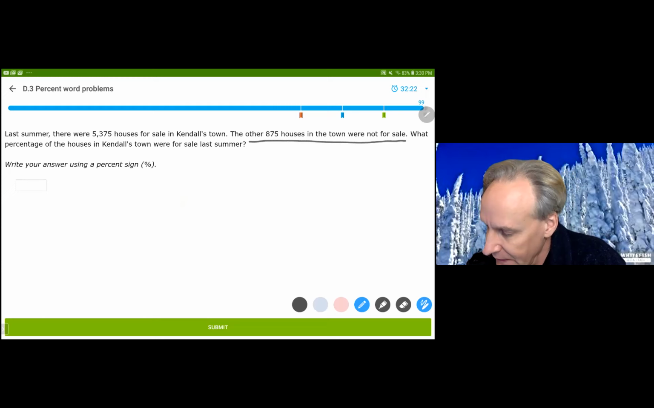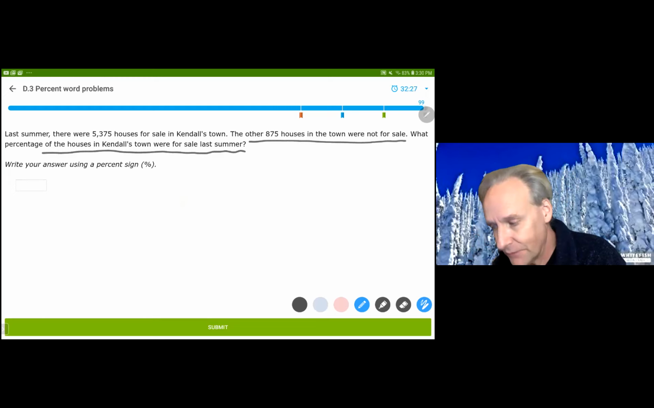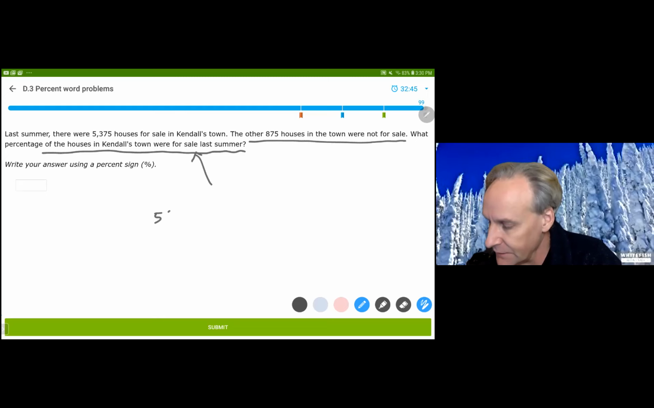875 houses were not for sale. What percentage of houses were for sale? Now be careful. This is the last question, but it's a tough one. Now it says, what percentage of houses in Kendallstown were for sale last summer? So there were 5,375 that were for sale and 875 that were not. So we have to add the 875 to it, which is going to give us 6,250, I believe.